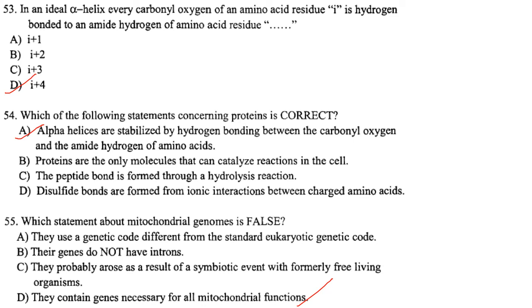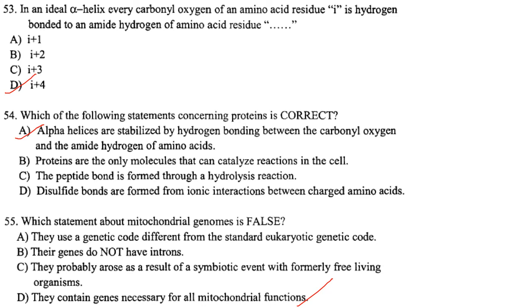Then which of the following statements concerning proteins is correct? Alpha helices are stabilized by hydrogen bonding between carbonyl oxygen and amide hydrogen of amino acids. That is correct. Proteins are the only molecules that can catalyze reactions in a cell. That is not true because there are RNA molecules called ribozymes which are also involved. Then, the peptide bond is formed through a hydrolysis reaction. Peptide bond is formed through a condensation reaction, and a peptide bond can be broken by a hydrolysis reaction.